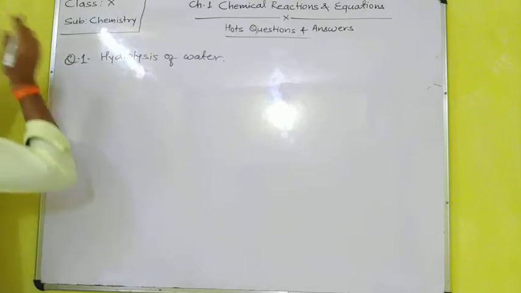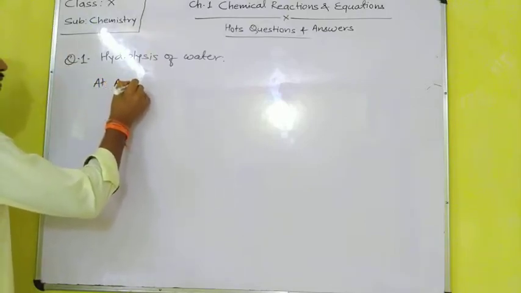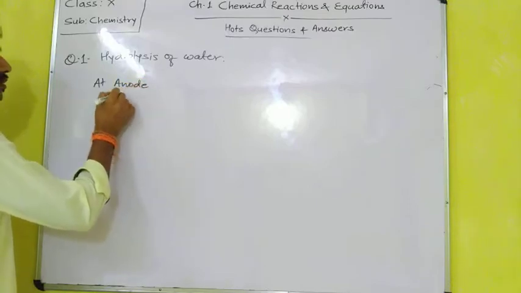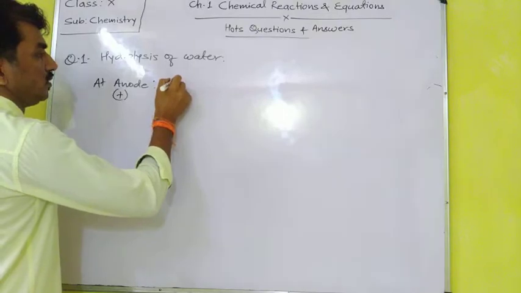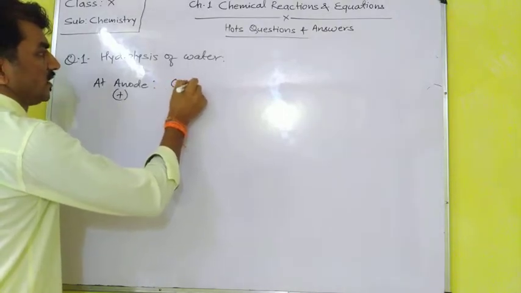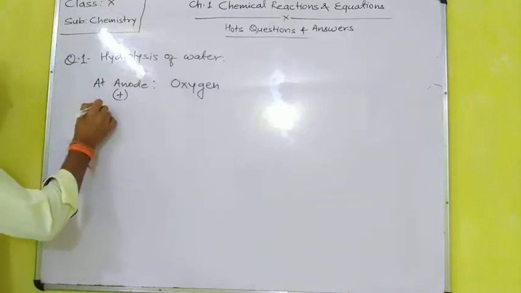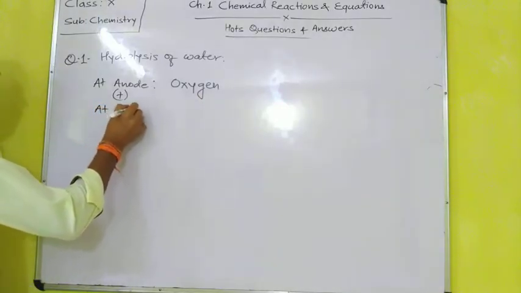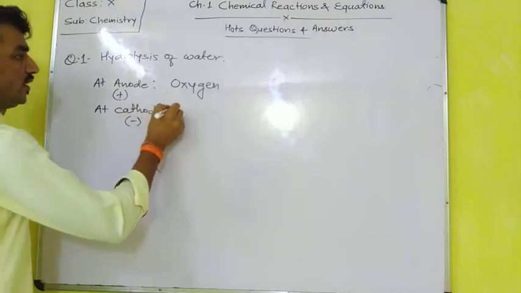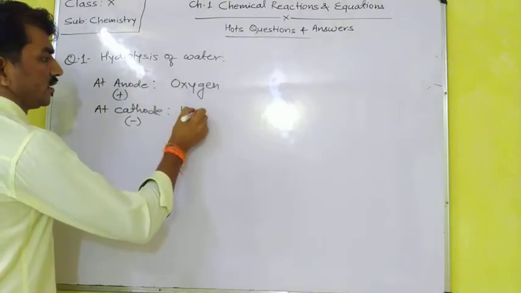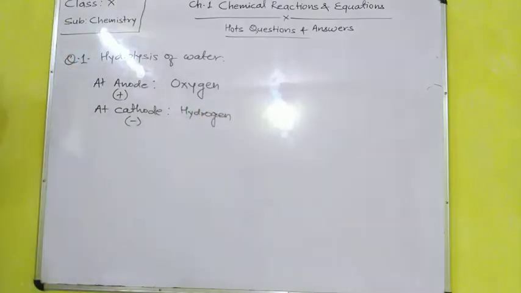At the anode, which has a positive sign, oxygen gas is removed. And at the cathode, which has a negative charge, hydrogen gas is removed. So what is the volume of the oxygen and the hydrogen gas?